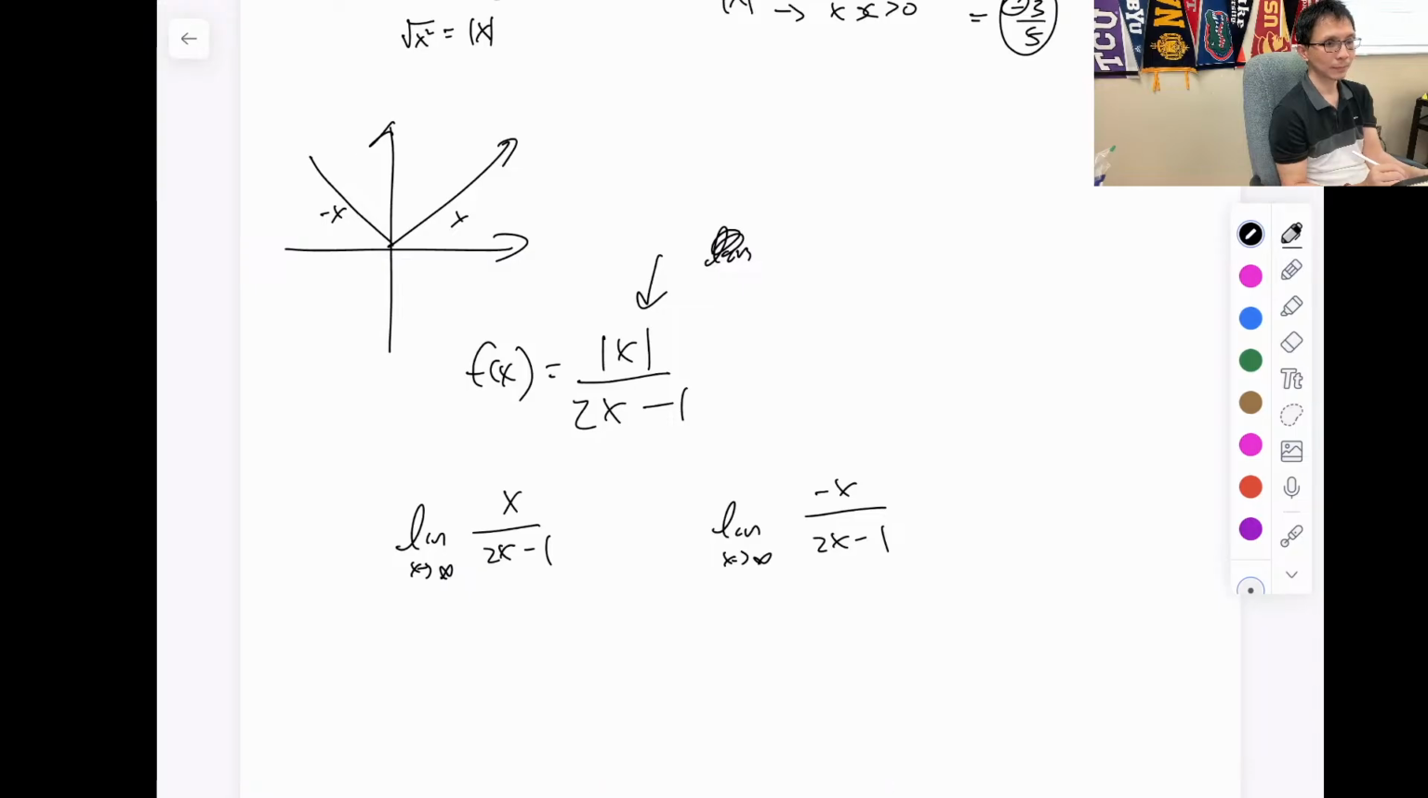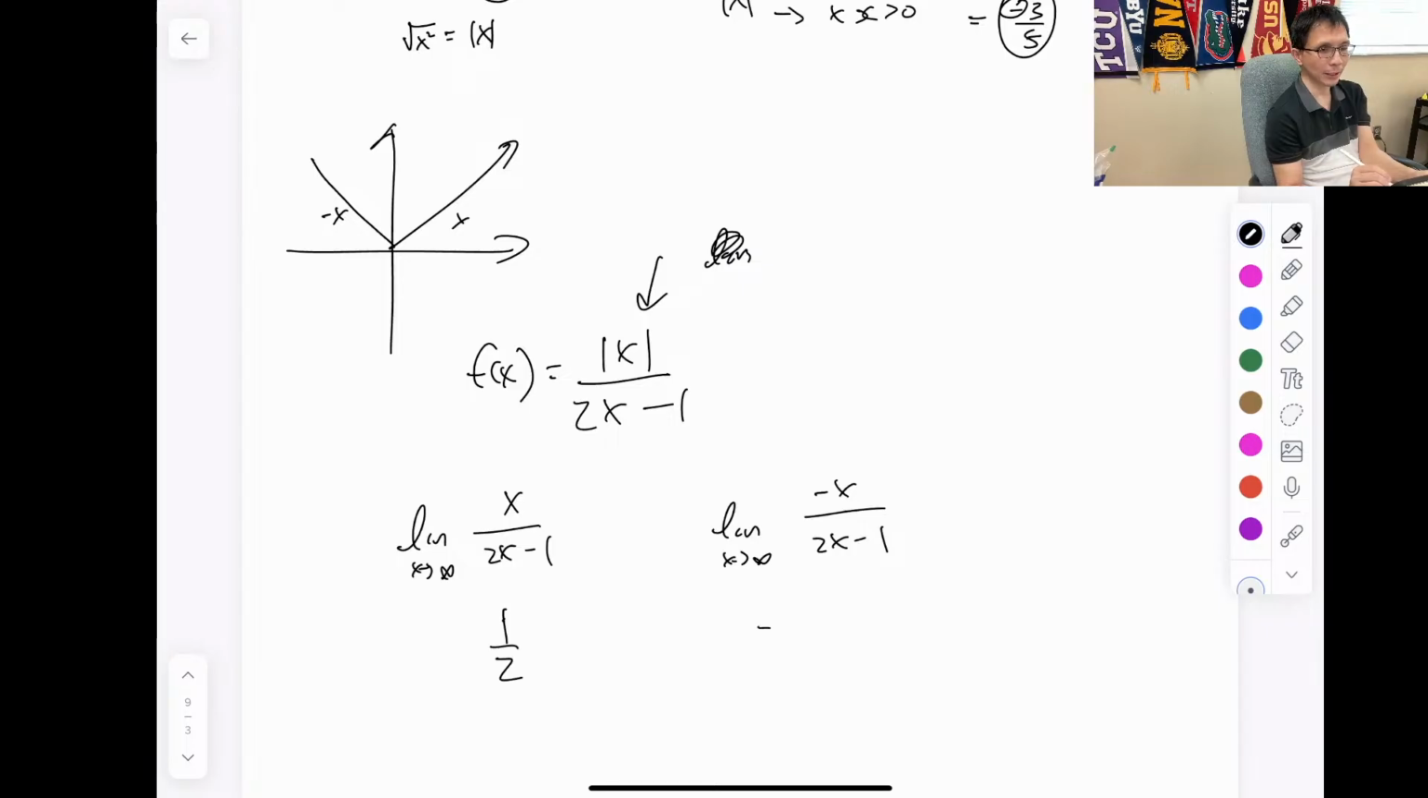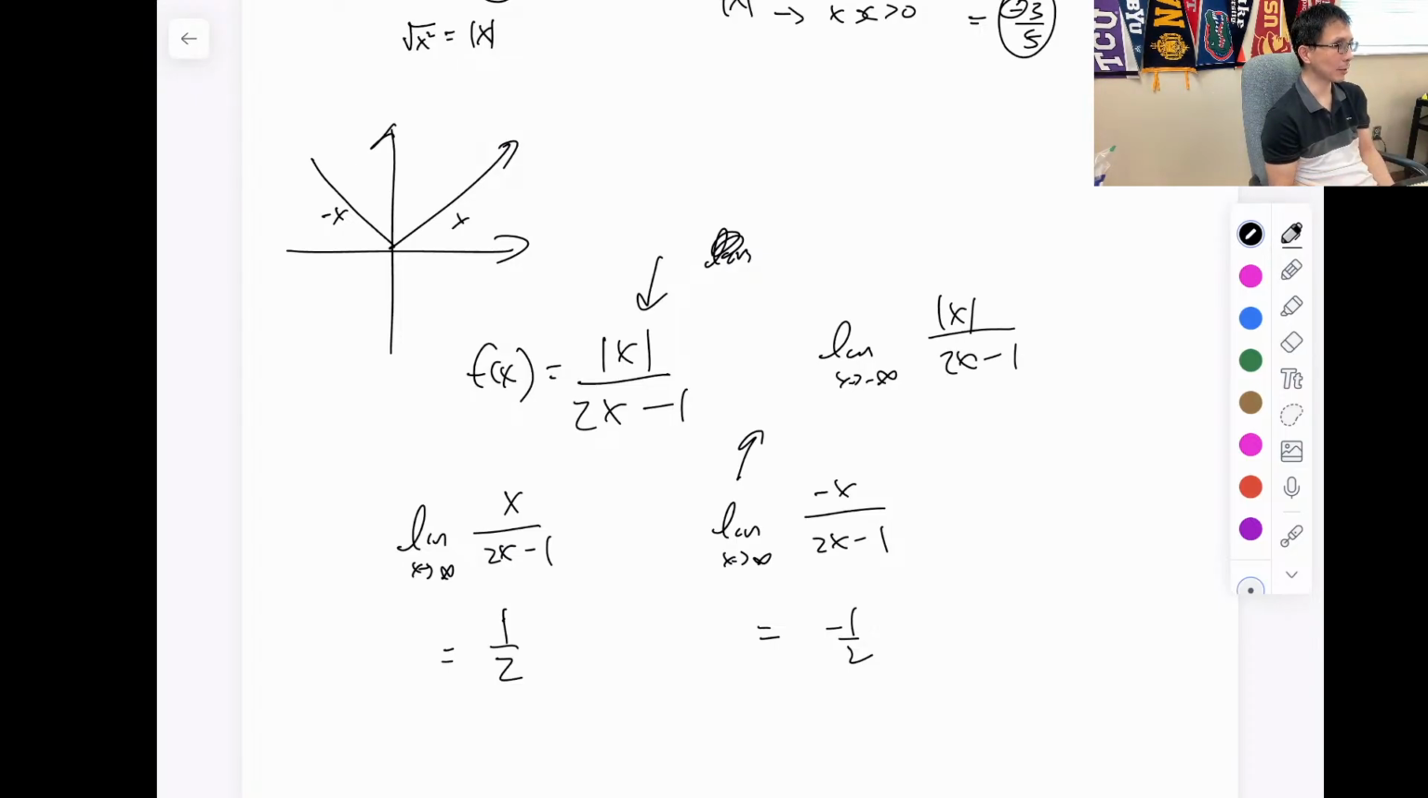Is the second limit supposed to be negative infinity? No, I'm approaching infinity, so it's on the left side, so I place a negative x rather than a positive x. Essentially this is the same as saying x approaching negative infinity of the function. Here it's going to give you 1 over 2, and here it's going to give you negative 1 over 2. So this represents the same thing as the limit as x approaches negative infinity of absolute value of x over 2x minus 1, because I'm using the negative side of the function. Nothing else matters, only the negative part matters.